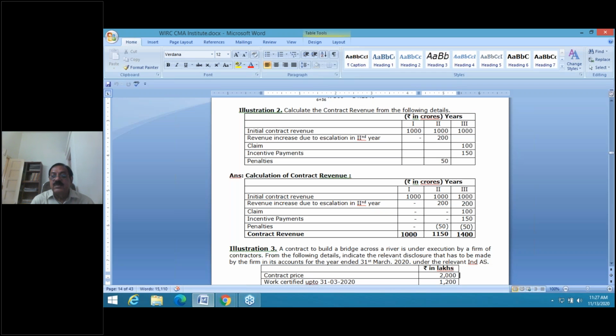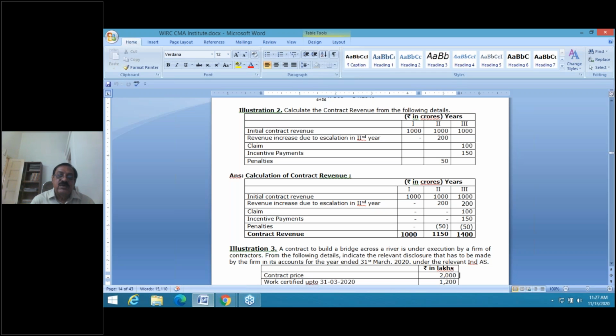But in the second year, because of some mistake on his part, not following the norms of construction, he has been levied a penalty of 50 rupees. So what will be your contract revenue for year 1, year 2, and year 3? For year 1, only the initial. You have 5 items, all 5 items I have taken here. But out of that 5, in the first year only 1 item is there. So that is initial contract revenue 1000. So that will be your revenue for contract costing.